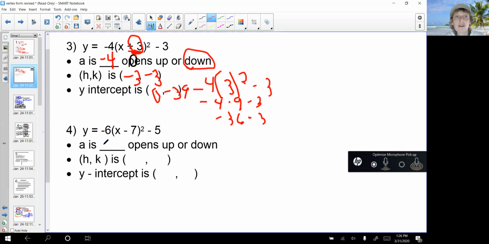Okay, last one. A is negative 6. It opens down. H, K, the H is a 7. The K is a negative 5.